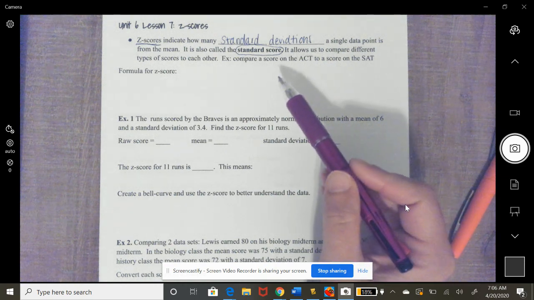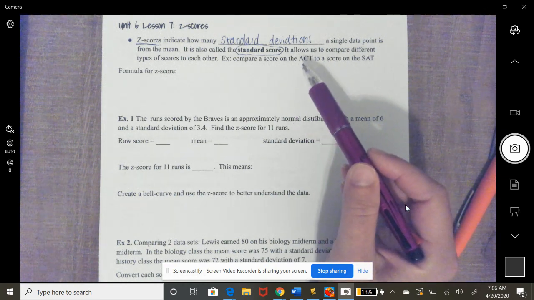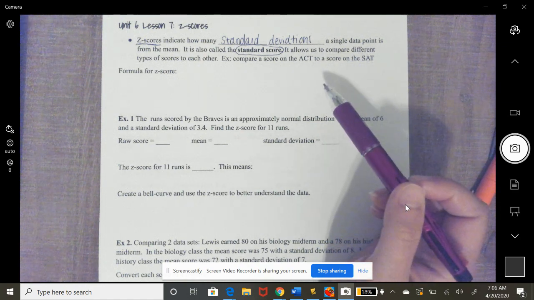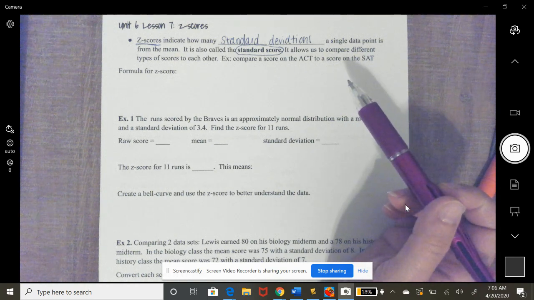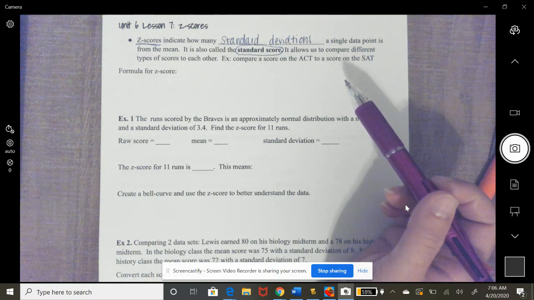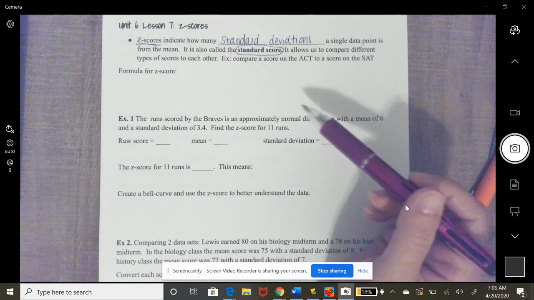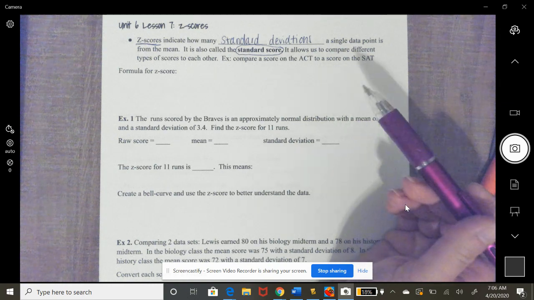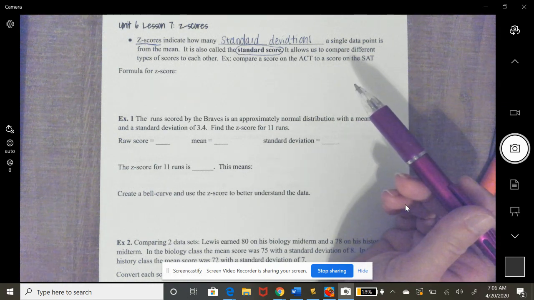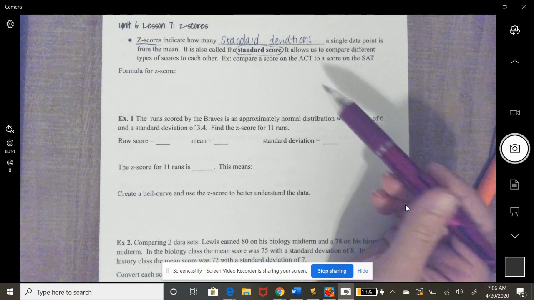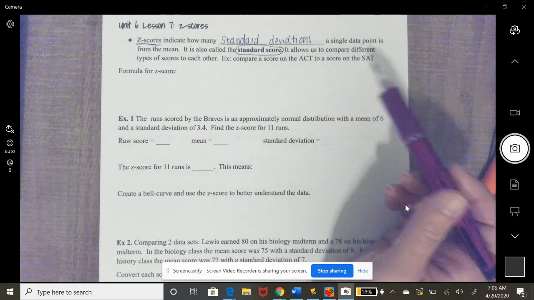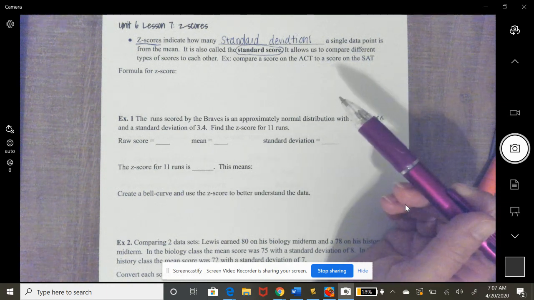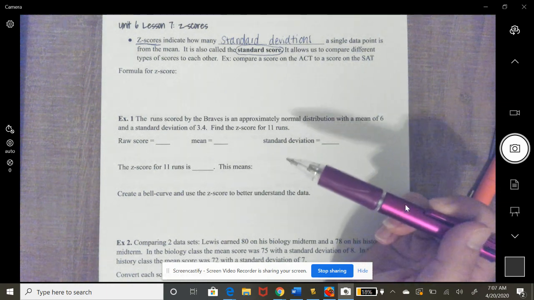So for example, if you want to compare what someone made on the ACT to what you made on the SAT, okay, your scores are going to look completely different, but there should be a way to say, hey, I did better than you on this, or you did better than me on this. So that's why schools can take either the ACT or the SAT, because there is a way to compare them. Okay, now if you just look at, I made a 25 on the ACT and you made a 1300 on the SAT, it's hard to tell who did better. Okay, so this is what our z-score is going to help us do.